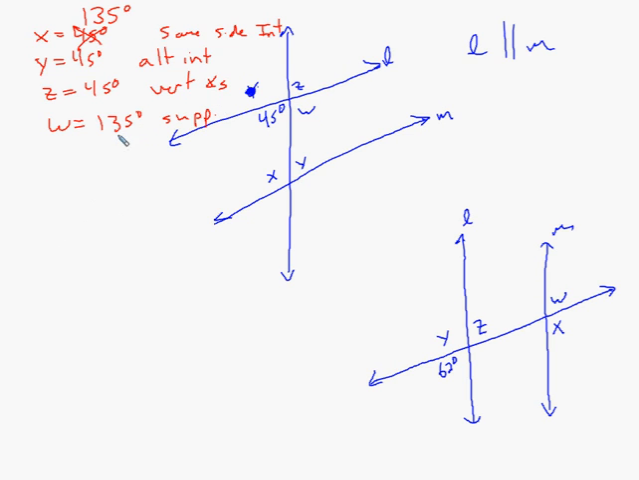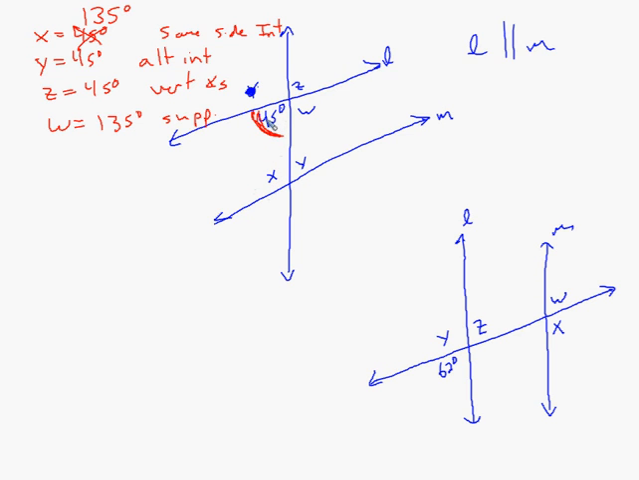Okay, check your answers. I did all of mine with respect to this angle. So Z is 45 because it's vertical to the given angle. W is 135 because it's a supplement or a linear pair with the given angle. Y is 45 because it's alternate interior to the given angle. And X is 135 because it's same side interior to the given angle.